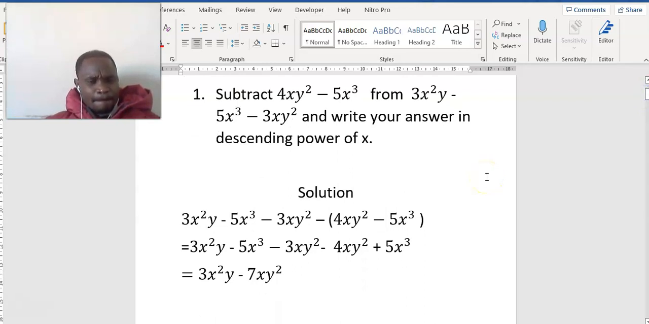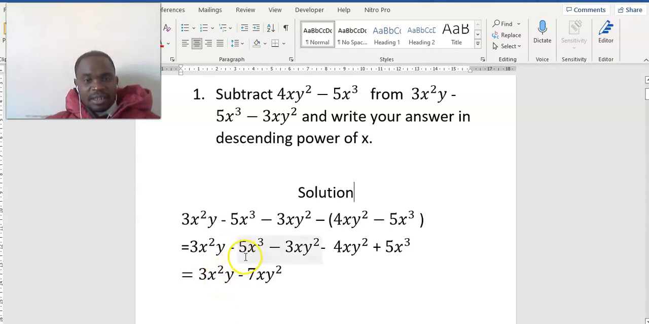Then we are going to look at the like terms here. This one doesn't have a like term. No, 3x squared, x squared y. We don't have x squared y. This is x y squared. It's not the same as this. So this one doesn't have a like term.